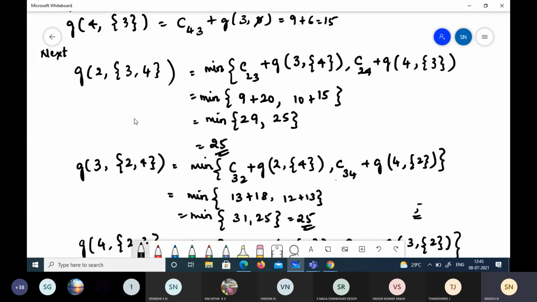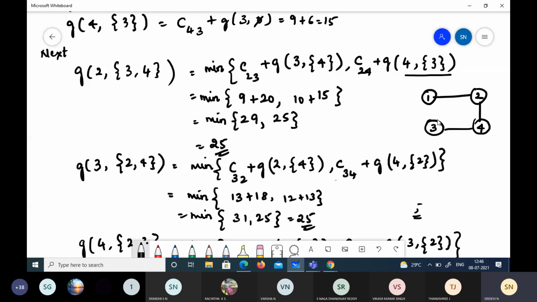From 1, we went to 2. From 2, we should go back here, G of 2, 3, 4, and check which is the minimum value here. We got it 25. So from 2, it went to 4. And then again, we have selected that. And the remaining tour is G of 4, 3. We will go there and check. So from 4, we went to 3.